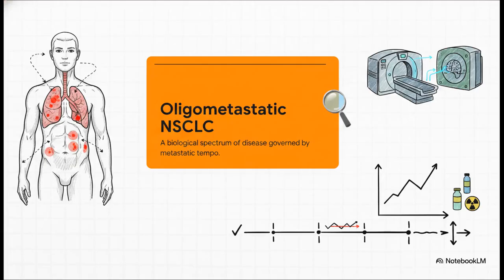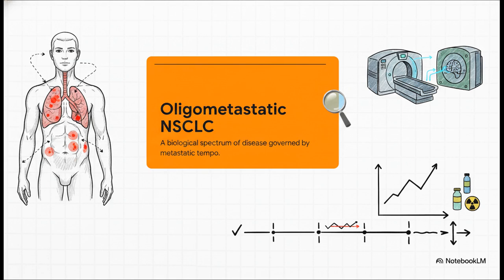Historically, if we look back at the classic Hellman and Weichselbaum concept from the 1990s, the definition relied purely on counting lesions, right? We looked at the scans and said, okay, 1 to 5 metastases, boom, you're oligometastatic. And sure, various guidelines absolutely still use these counts. ESMO says up to 5, NCCN says 3 to 5. But we know now that a simple numerical threshold is a really blunt surrogate for tumor biology.